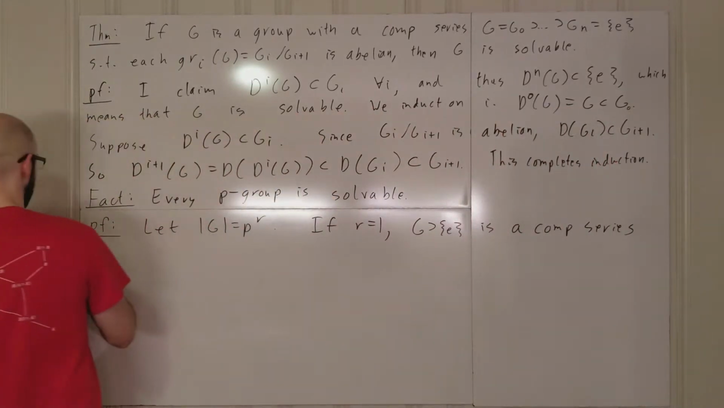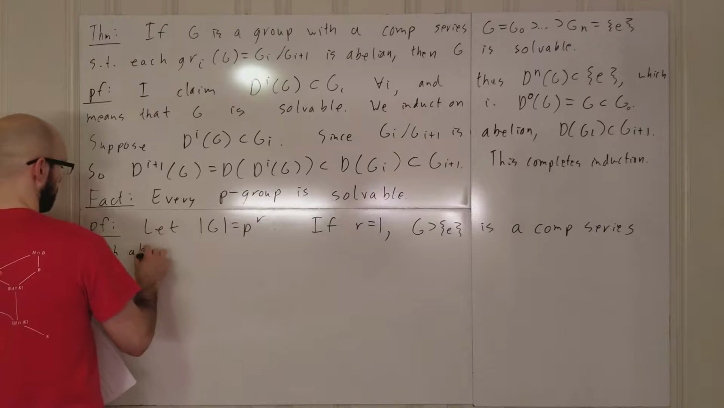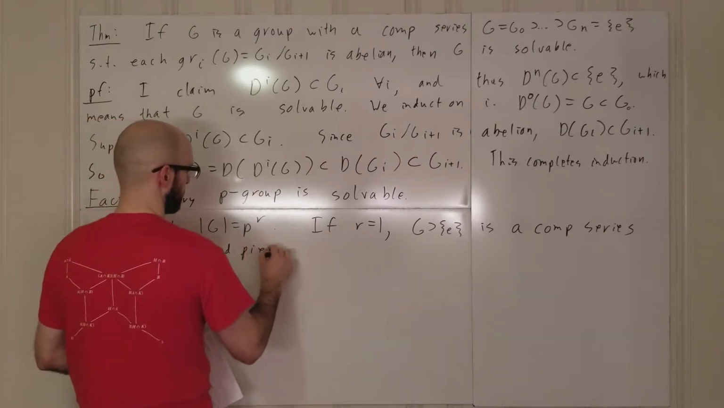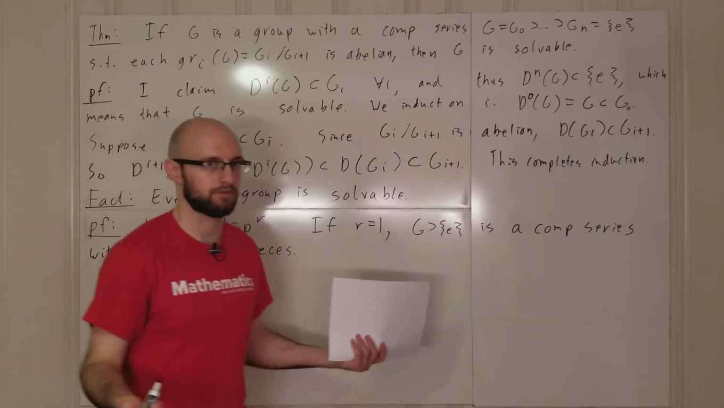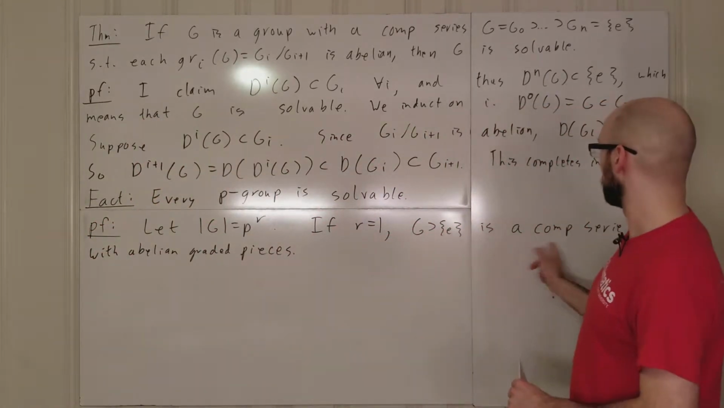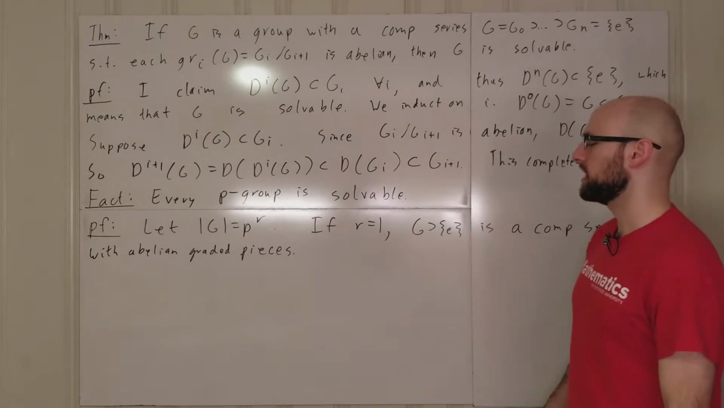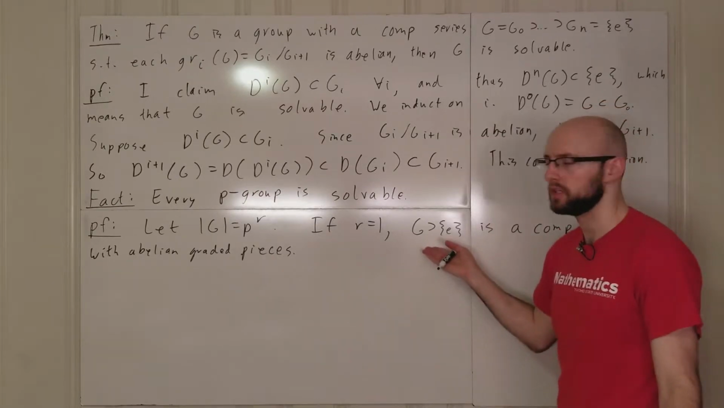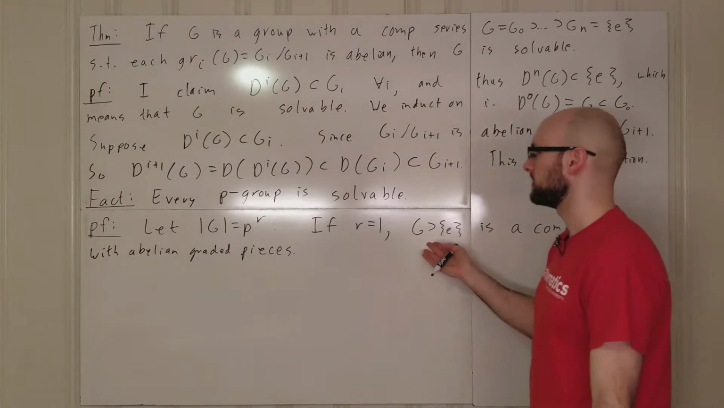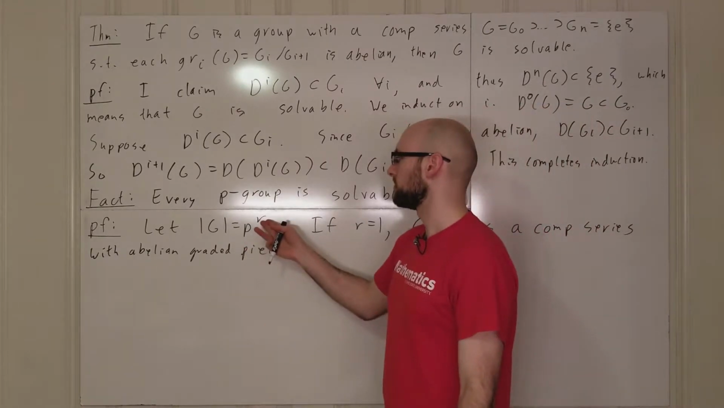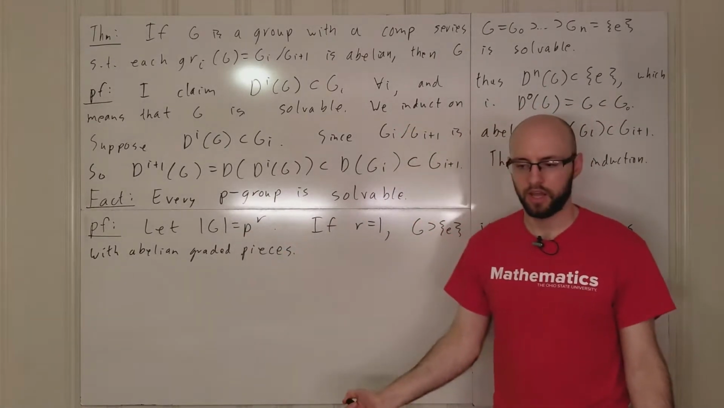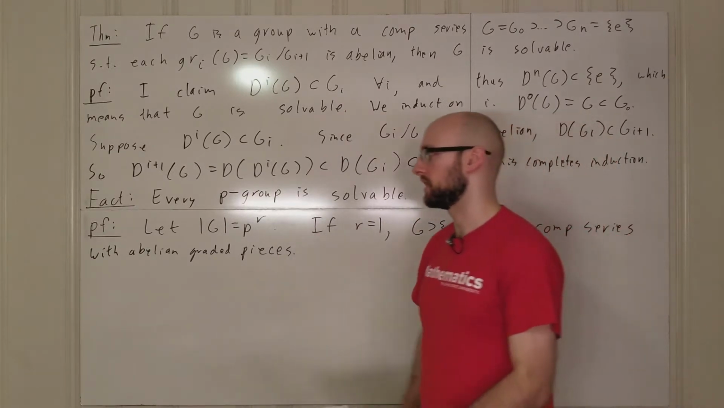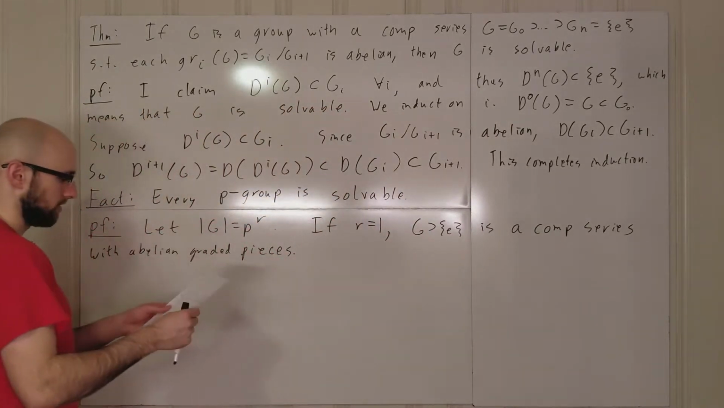With abelian graded pieces. So again, we have another induction argument where the base case is really easy. And the reason this is a composition series with abelian graded pieces is because there's just one graded piece, which is G mod E. And this is abelian since if r is 1, the order of G is p. And so it's the cyclic group of order p, and so it's abelian, and it's really nice. So we have abelian graded pieces here.